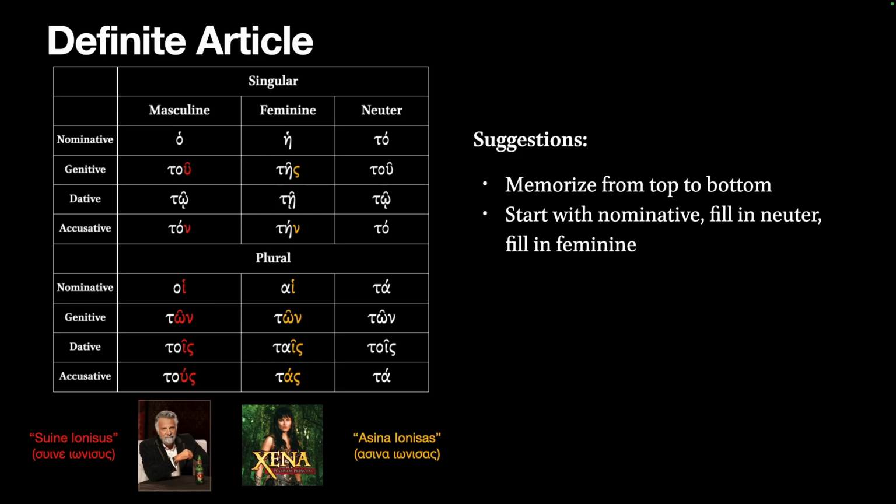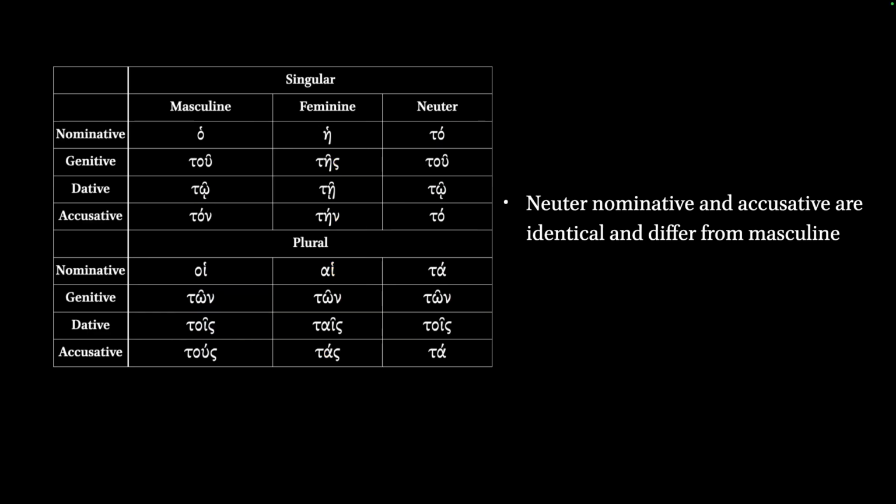So if you remember that the neuter is going to be different in the nominative and the accusative, but is going to be identical to the masculine in the genitive and the dative, you can just move these ones over and then remember what those exceptions are. So my encouragement would be to start with the masculine, going down, move over to the neuter. You can fill these in, still going from top to bottom.